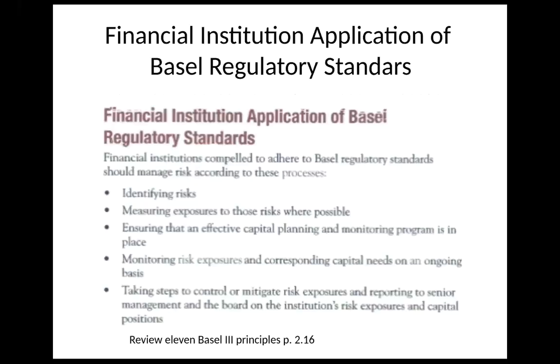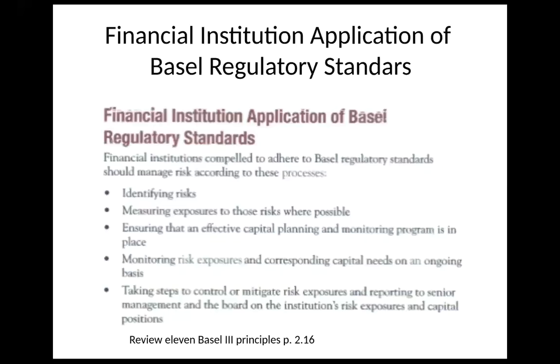I'm misspelling on that slide. Financial institution application of Basel II regulatory standards. So these are the processes that should be followed, that Basel regulatory standards require. So they need to identify the risks, measure exposures to those risks where possible, ensure effective capital planning and monitoring programs are in place, monitor risk exposures and corresponding capital needs on an ongoing basis, and then take steps to control and mitigate risk exposures, reporting to senior management and the board of an institution's risk exposure and capital.